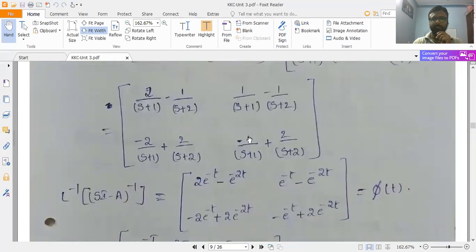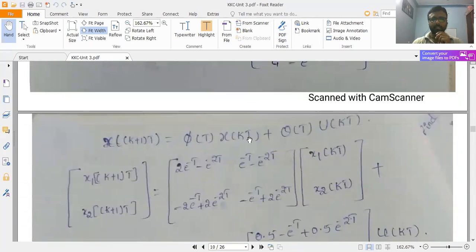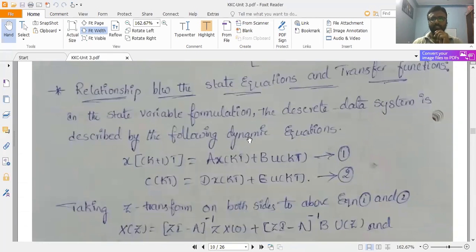And the next topic is the relationship between the state equation and the transfer function. So we have the discrete state equations as x of (k+1)T equal to A into x of kT plus B into u of kT, and c of kT equal to D into x of kT plus E into u of kT.